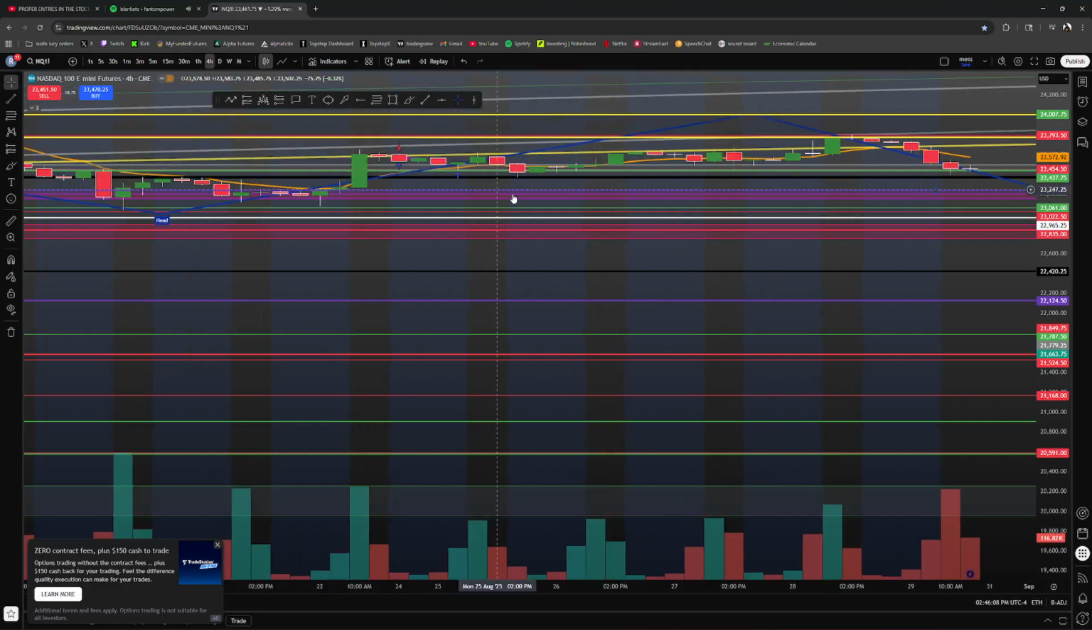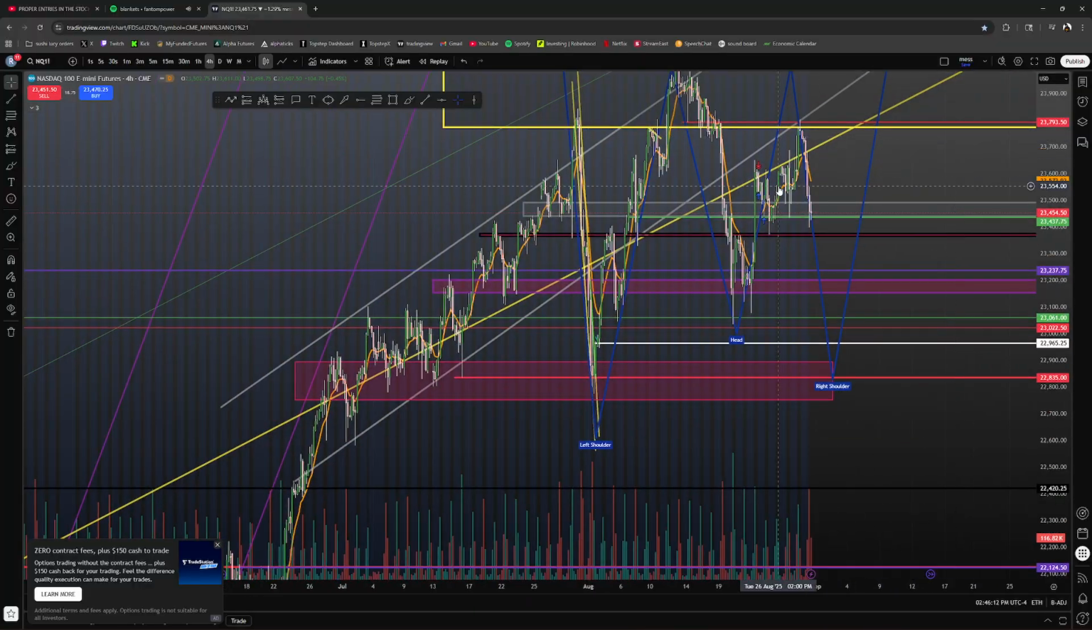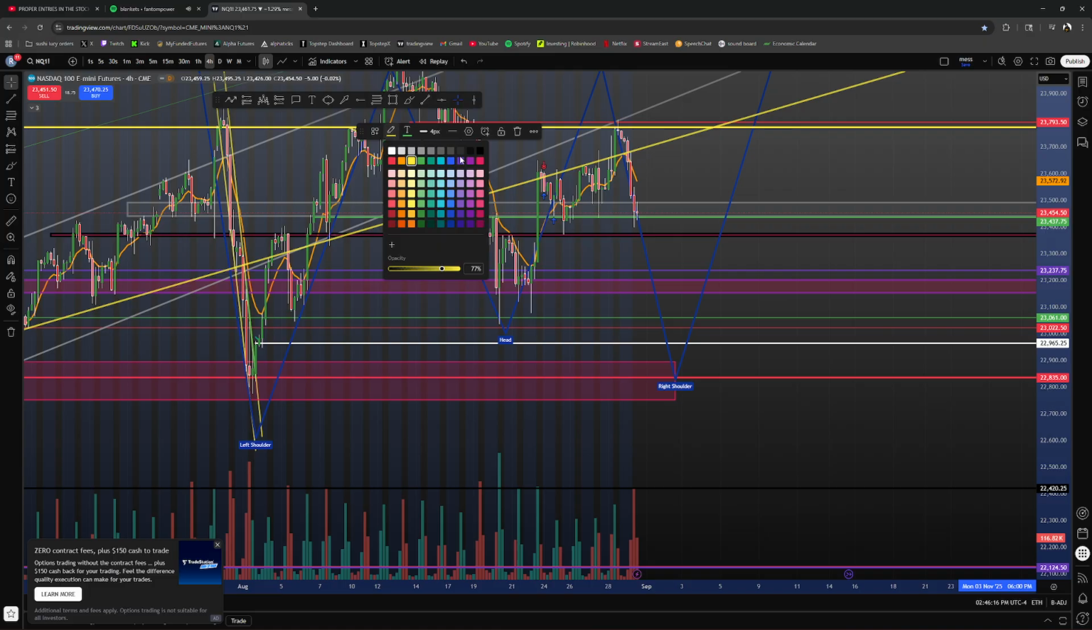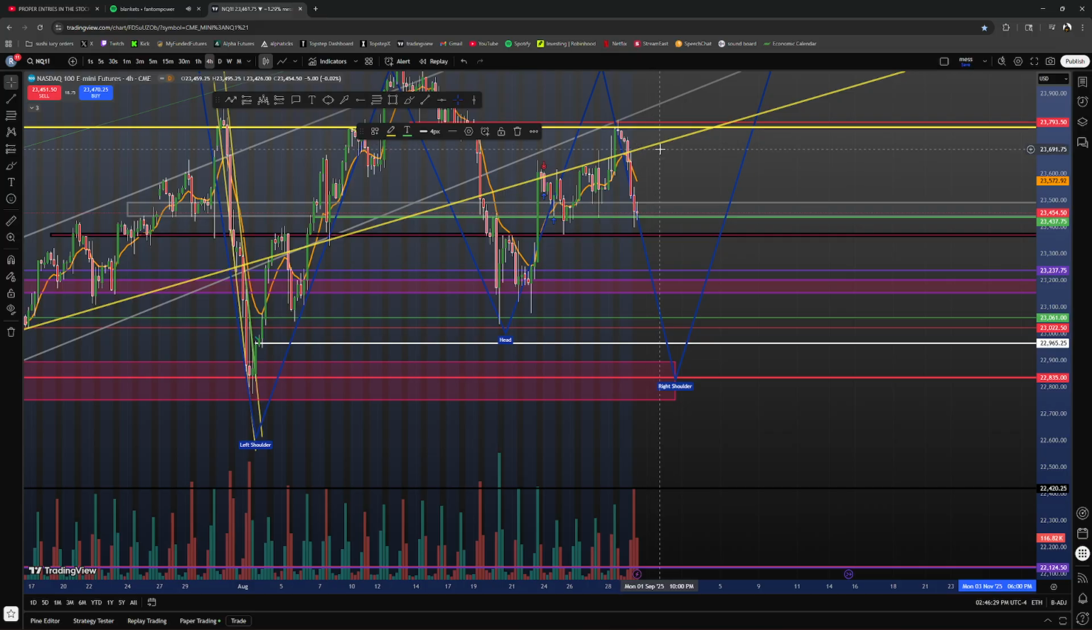So based off of what I'm seeing here, we just so happen to break under this right here. I can go ahead and turn this pink so we can focus on that. And that is what we're using as resistance, right? We kind of wanted to break over. And if we go ahead and break over this line, then I'm going to use this as support because I know that this is my strongest line.